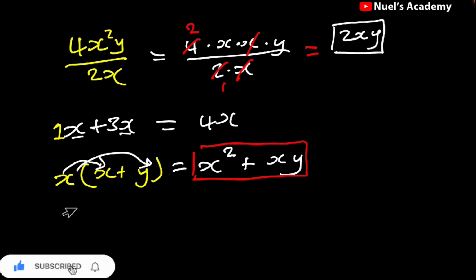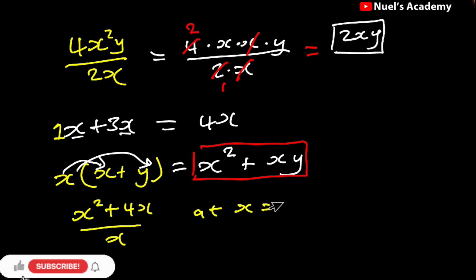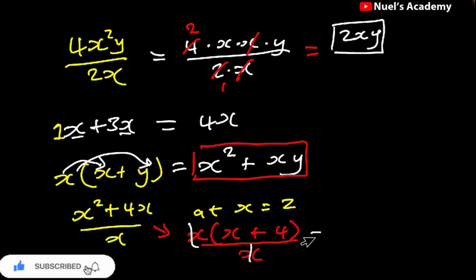So let's solve x squared plus 4x over x, and then find the value at x is equals to 2. So then we are going to factor out x from the numerator. If you do that, x squared divided by x is equals to x plus 4x divided by x is equals to 4, then over x. This and this will cancel. We'll be left with only x plus 4.